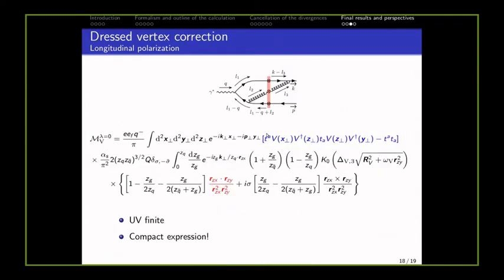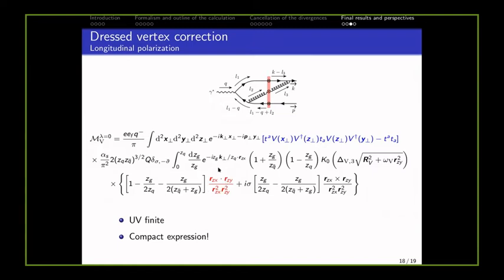Let me quickly discuss the vertex correction. So this is, again, our final result. We have an integration over the transverse coordinates of the quark, gluon, and antiquark, with a color structure which depends on the Wilson lines. And we have here the perturbative factor. This expression is really finite, so there is no need for the complicated regularization of the previous slide. But we see here appearing the Dirac kernel.